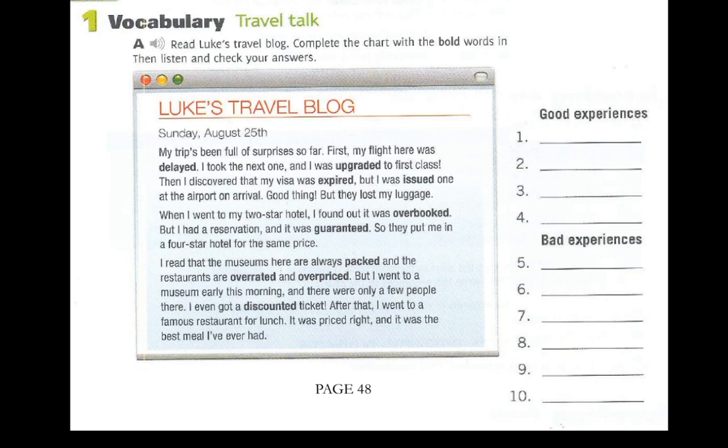Sunday, August 25th. My trip's been full of surprises so far. First, my flight here was delayed. I took the next one, and I was upgraded to first class. Then I discovered that my visa was expired, but I was issued one at the airport on arrival. Good thing. But they lost my luggage. When I went to my 2-star hotel, I found out it was overbooked, but I had a reservation, and it was guaranteed. So they put me in a 4-star hotel for the same price.